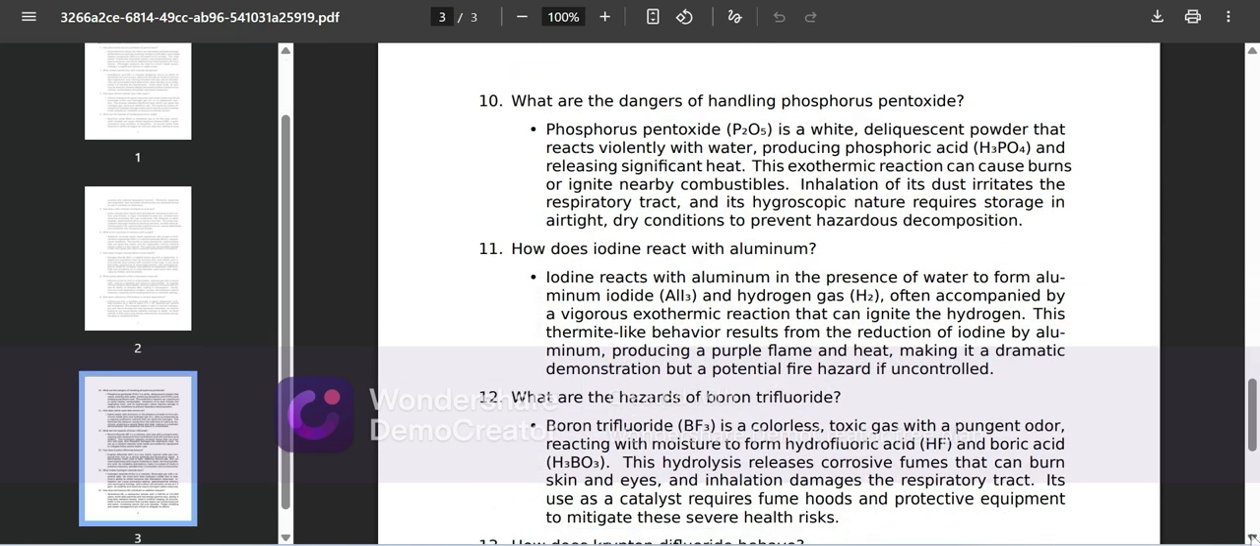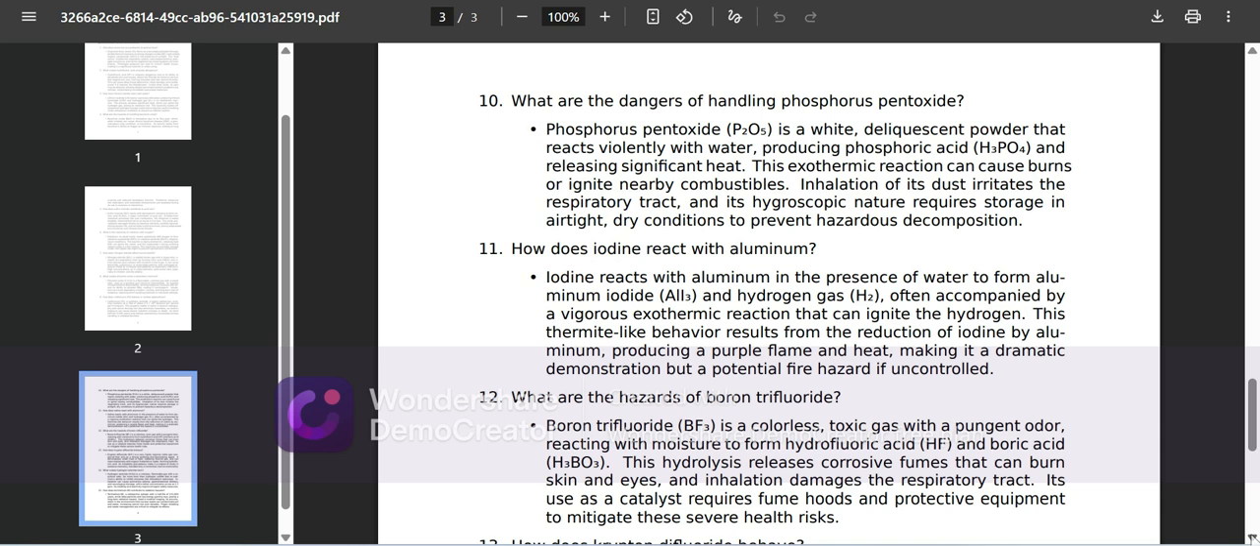What are the dangers of handling phosphorus pentoxide? Phosphorus pentoxide, P2O5, is a white deliquescent powder that reacts violently with water, producing phosphoric acid, H3PO4, and releasing significant heat. This exothermic reaction can cause burns or ignite nearby combustibles.